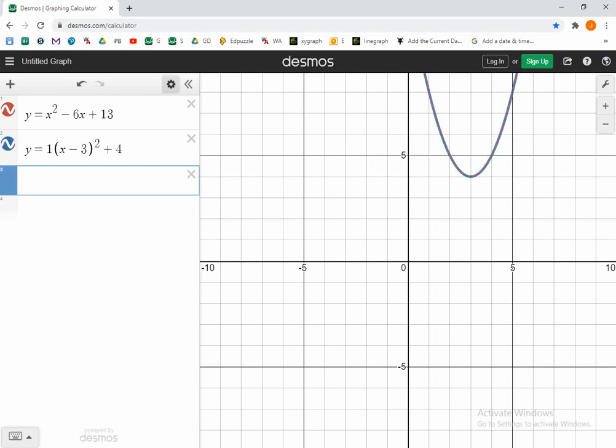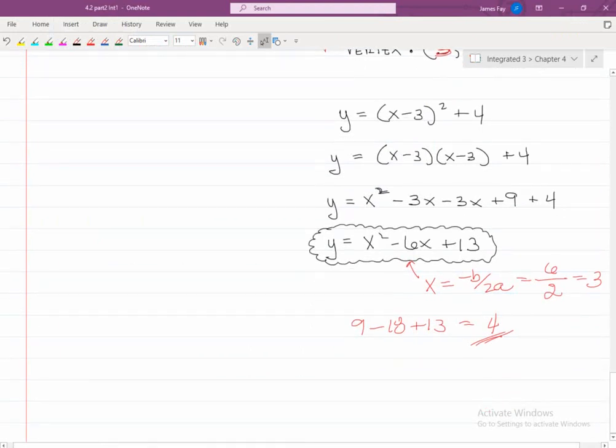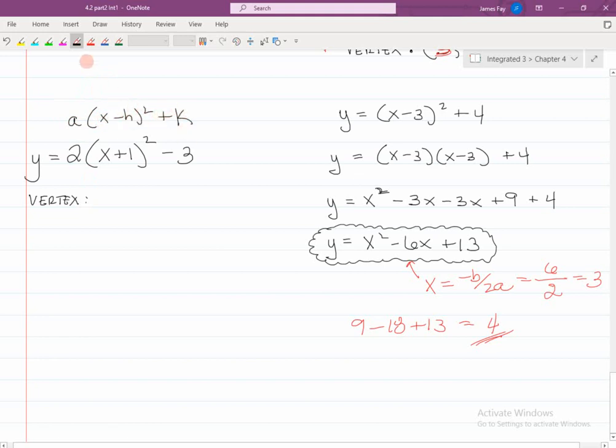Okay? Why do we talk about this? There are going to be problems, guys, where they ask you to graph a parabola that is, let's say, y equals 2 times x plus 1 squared minus 3. Okay? So if I want to graph this, where is the vertex? Remember, our vertex is always at h comma k.